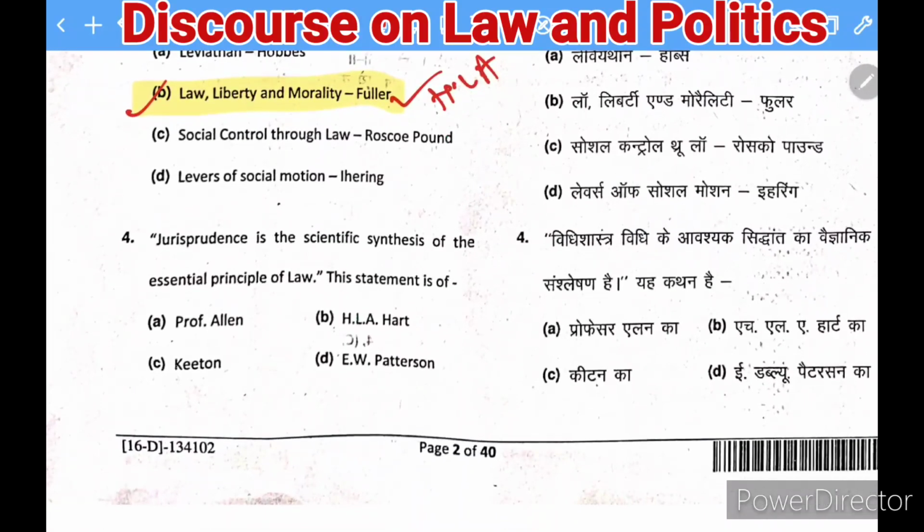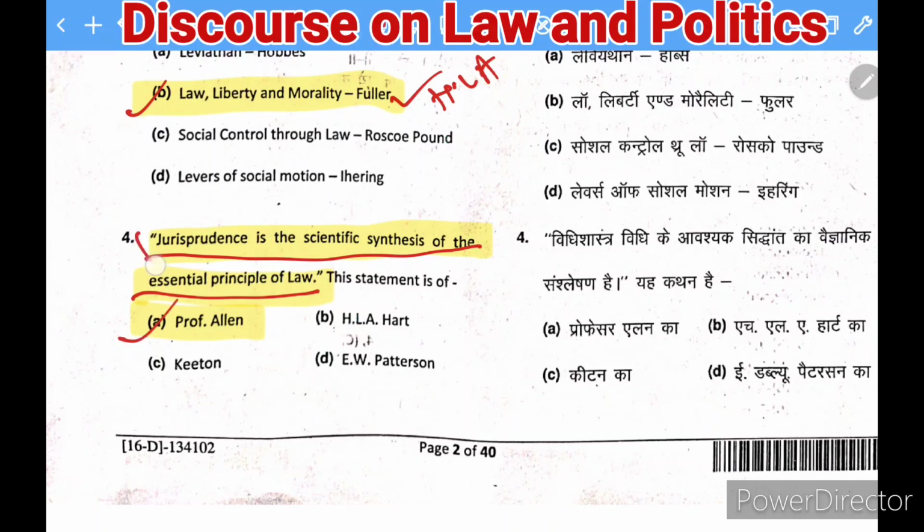Moving to the next question. This is again a question from jurisprudence. Jurisprudence is the scientific synthesis of essential principles of law. This is a repetitive question; it was already asked in previous years as well. The options given here are Professor Allen, H.L.A. Hart, Keeton, and E.W. Patterson. The right answer of this question is here: Allen has said so.